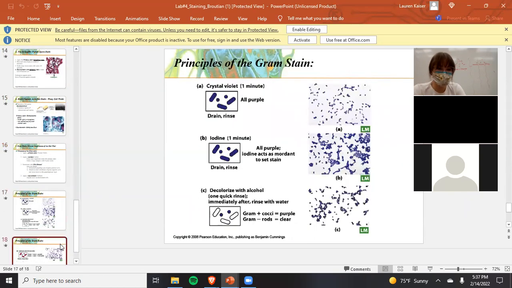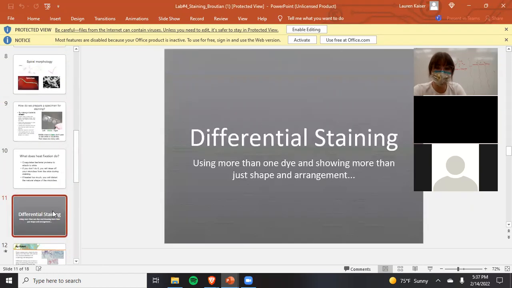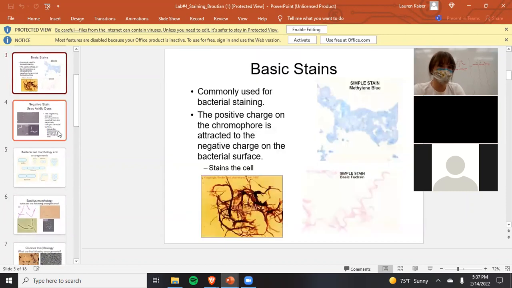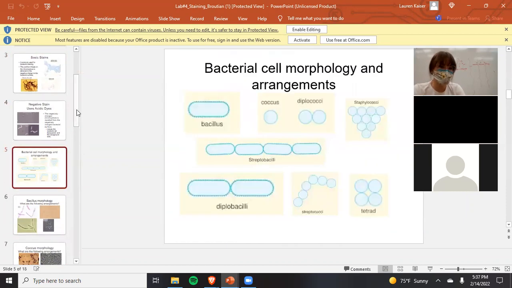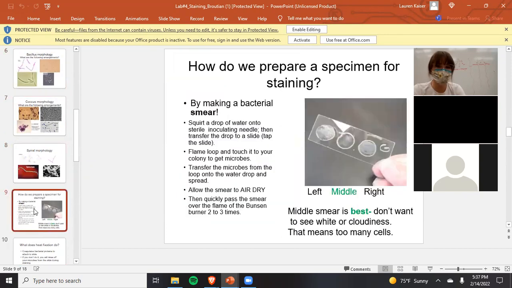We obviously have practiced Gram stain in depth. There is that animation. If you are still having trouble on the Gram stain, I would recommend going to watch that and coming to the open lab. Let's see. And we know the difference between basic and acidic stains, right?